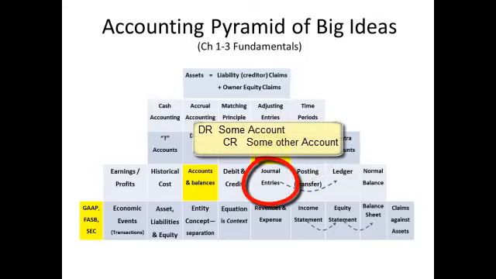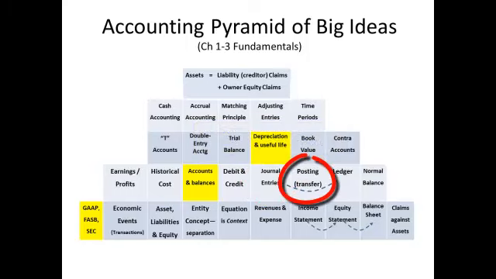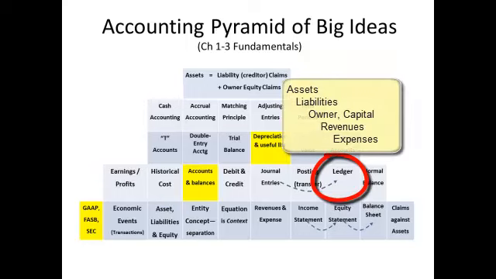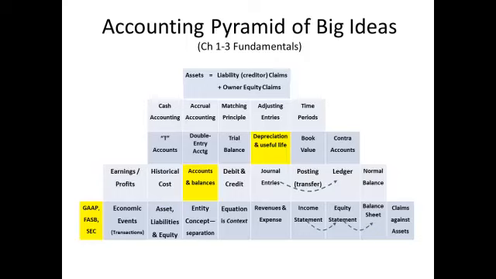Journal entries. The balanced mechanism in date sequence that initially records transactions. Posting. The transfer action of data from the journals to ledger accounts. The ledger. Data in journals is transferred into accounts, which collectively define the ledger. Accounts in the ledger are highly classified by 5 account types. All reporting is done out of the ledger.